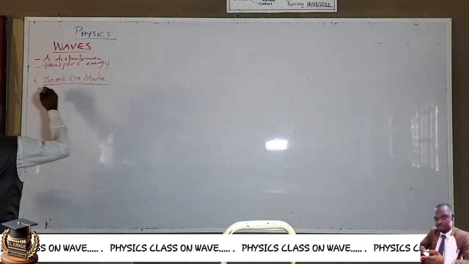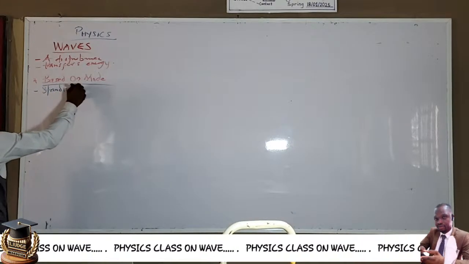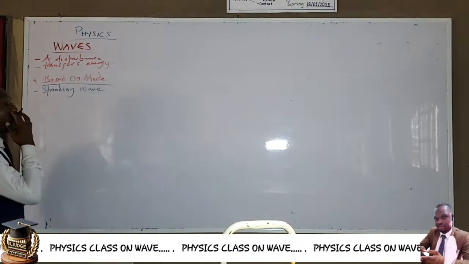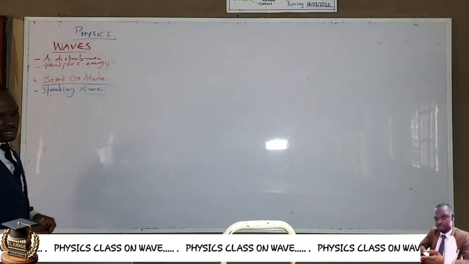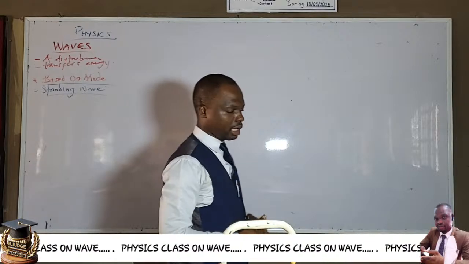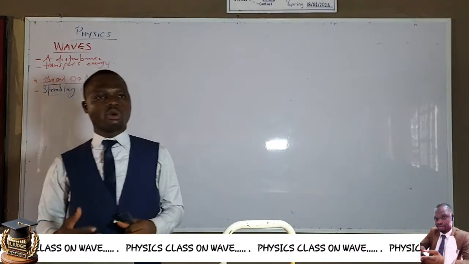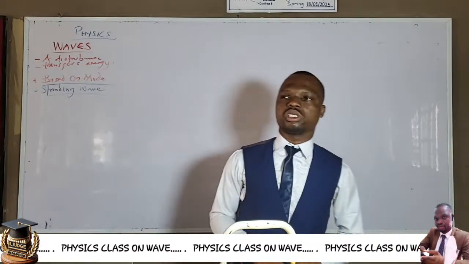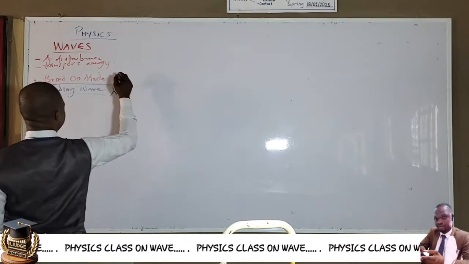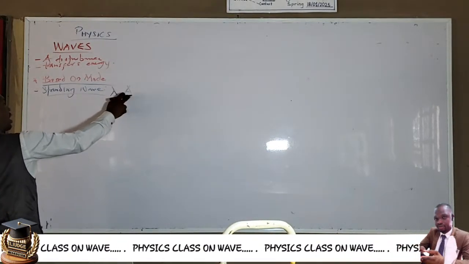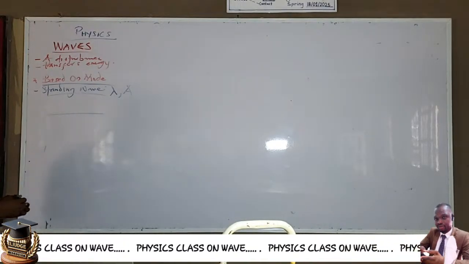Based on mode of propagation, we have the standing wave and the progressive wave. So what is a standing wave? A standing wave is a type of wave that arises when two waves are moving in different directions. The two waves have the same amplitude and wavelength, and when they intersect, you see a wave like this.